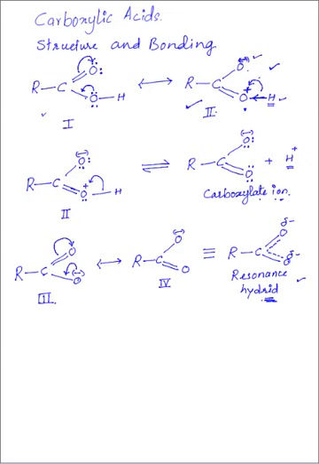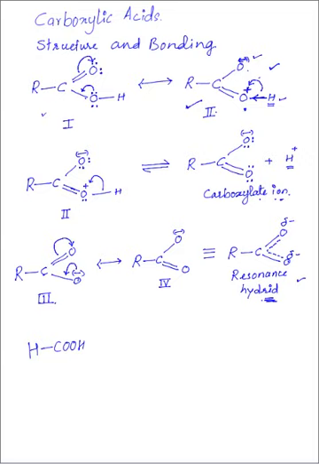The existence of resonance in carboxylate ion is supported by X-ray studies. This fact is supported by bond lengths. So for example, if formic acid is taken, the formic acid formula is HCOOH.